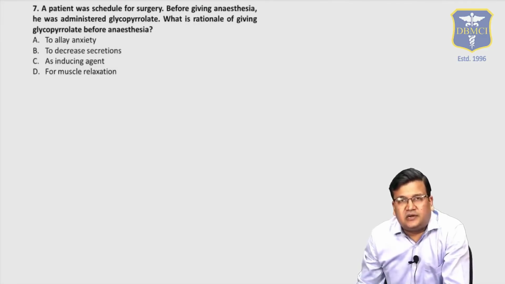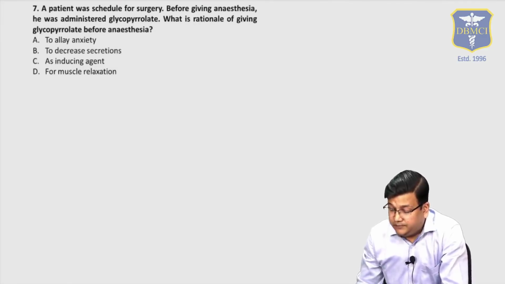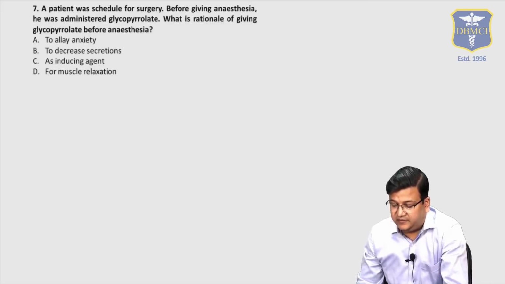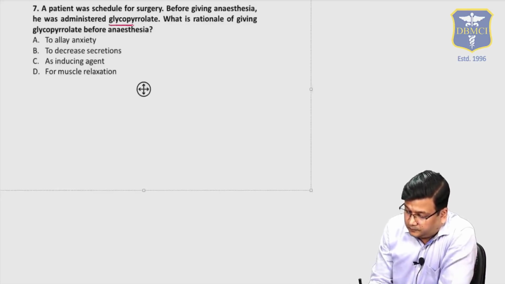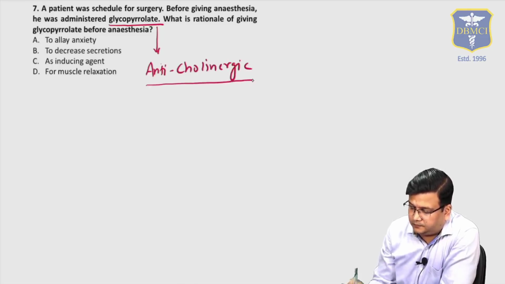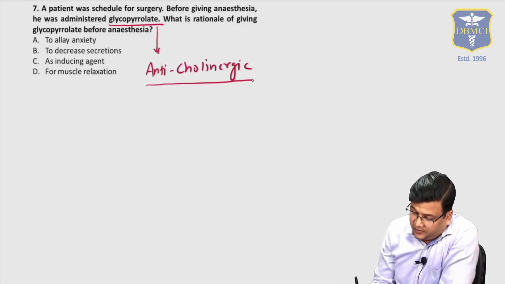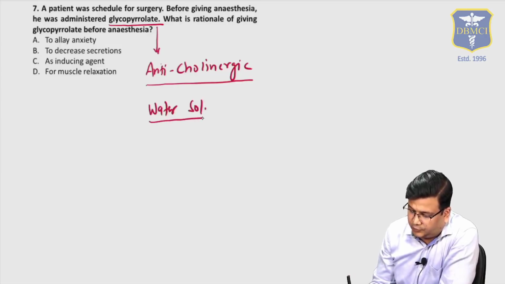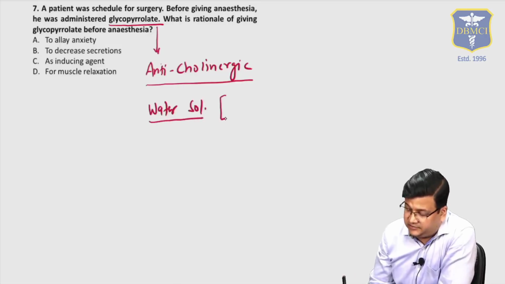Question number 7 was a relatively straightforward simple question which has been asked many times. Patient was scheduled for surgery. Before anesthesia, he was given glycopyrrolate. Now, glycopyrrolate is an anticholinergic drug. It's an anticholinergic which is water soluble. It is water soluble because it is an ionized compound.